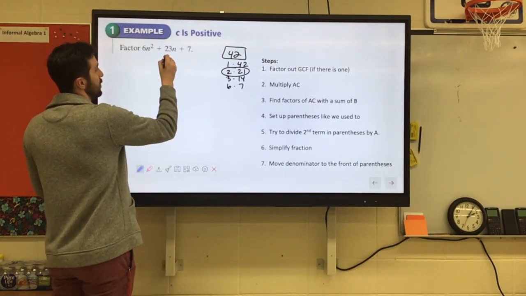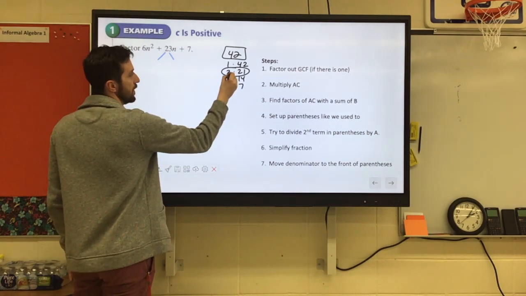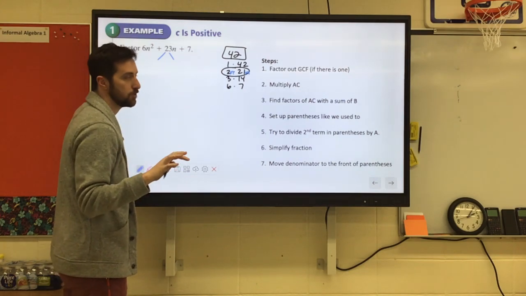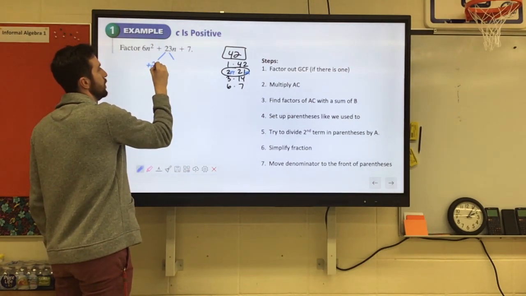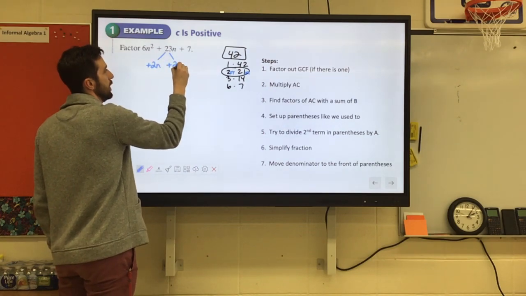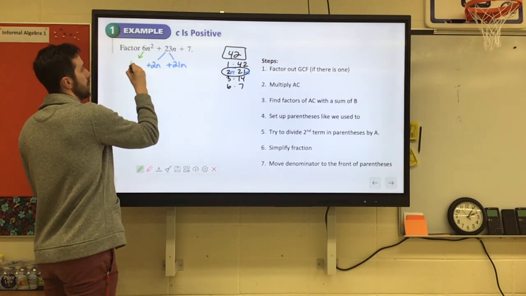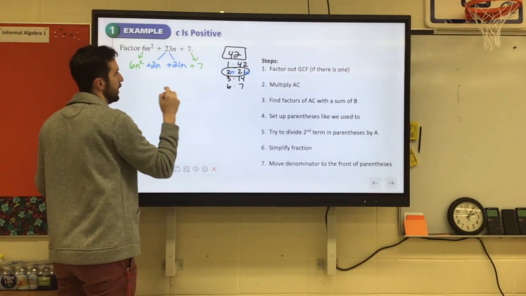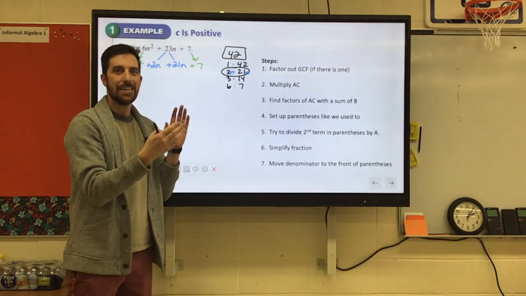So we're going to split this 23n into two terms. We're going to split it into 2n and 21n. And honestly, it doesn't even matter which one you write first. So we'll say positive 2n and positive 21n. We're going to bring down the other two terms, the 6n squared, the plus 7. And now that we have an even number of terms, we can factor each half.